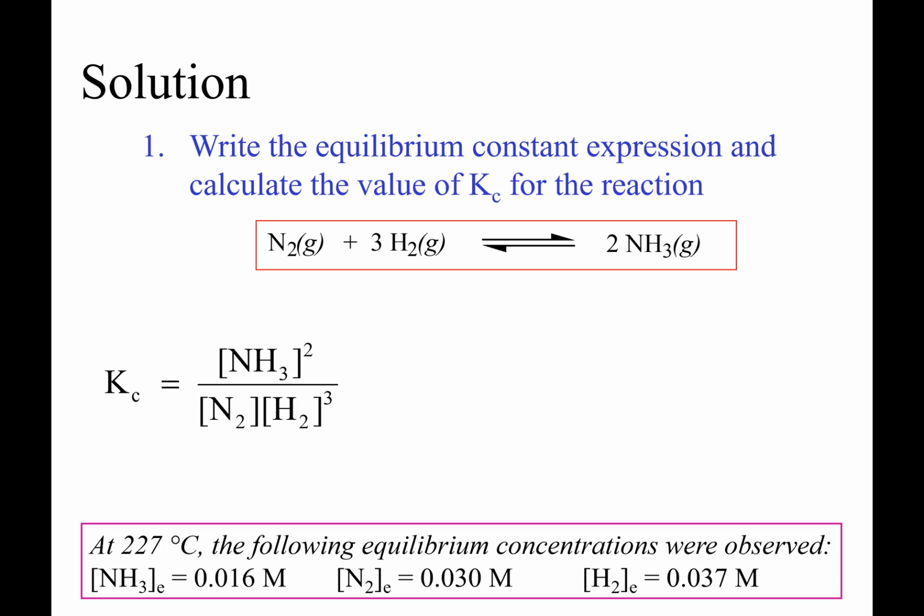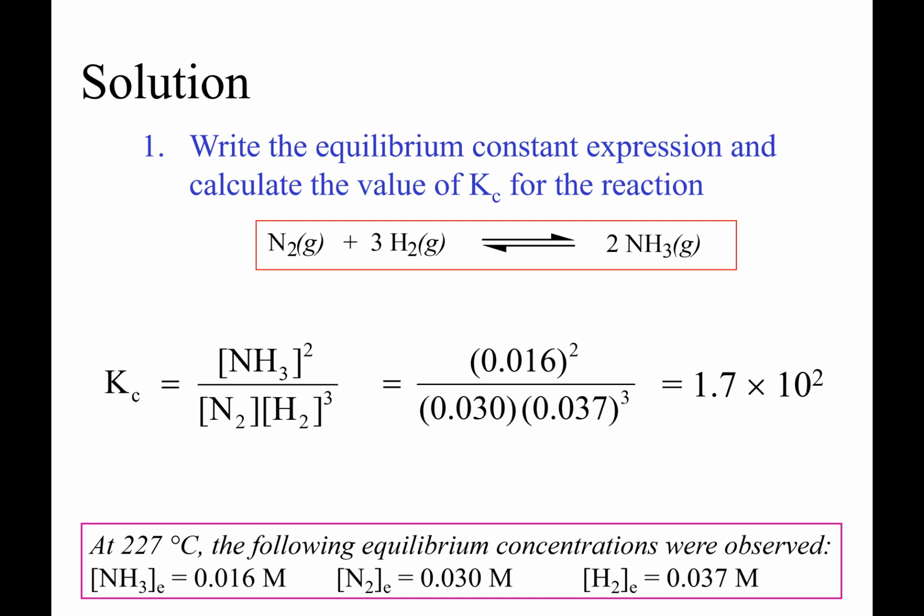And so all I'm going to do now is substitute these quantities that are given at the bottom of the slide into there, and it looks like this. So Kc is equal to 0.016 squared divided by, in the denominator we have 2 terms, 0.030 raised to the first power, also in the denominator 0.037 raised to the third power. Looks like 2 sig figs, and we get a value of Kc for that one of 1.7 times 10 to the second. Cool. That's great. So that's the first one.